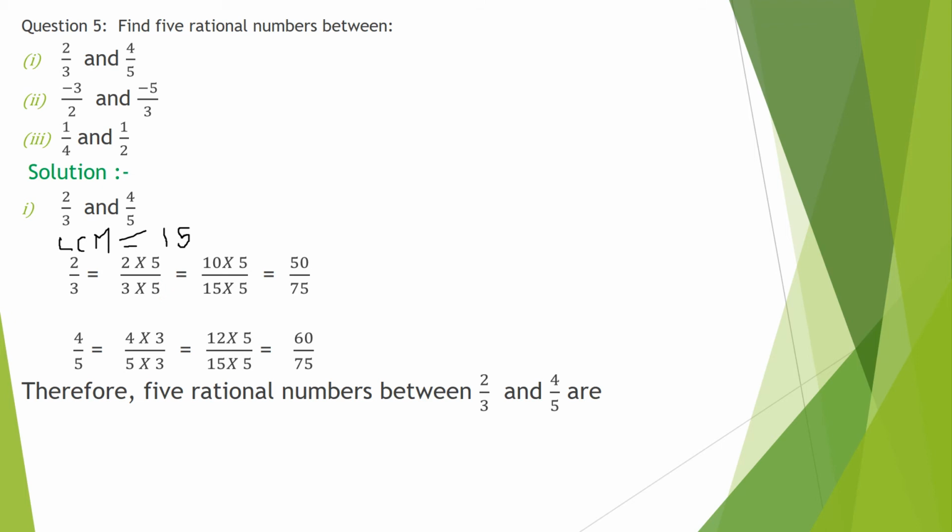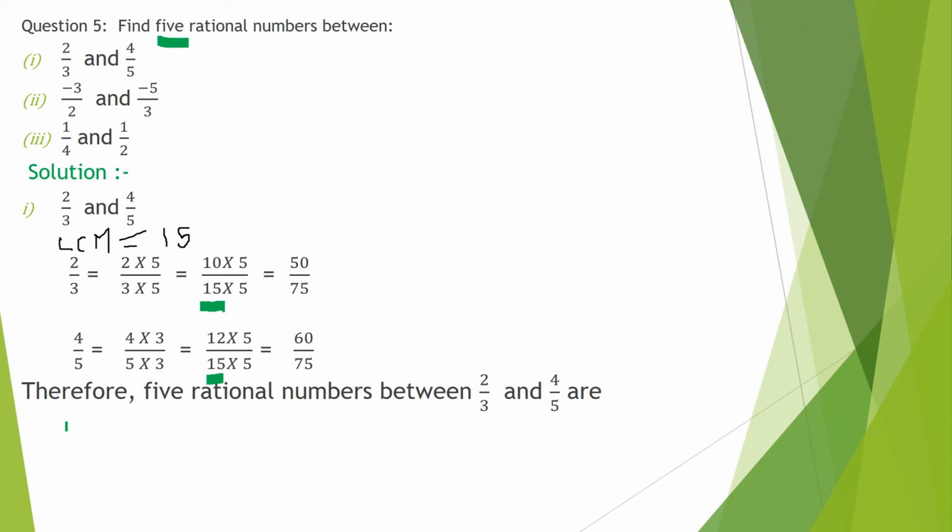So with the first multiplication step, you got the answers: 2 fives are 10 by 15 and 12 by 15. Between 10 by 15 and 12 by 15, you have made the denominator the same. That's very good. But between 10 by 15 and 12 by 15, there is only one rational number. But you want 5 rational numbers, as asked in the question, right? So what will we do?